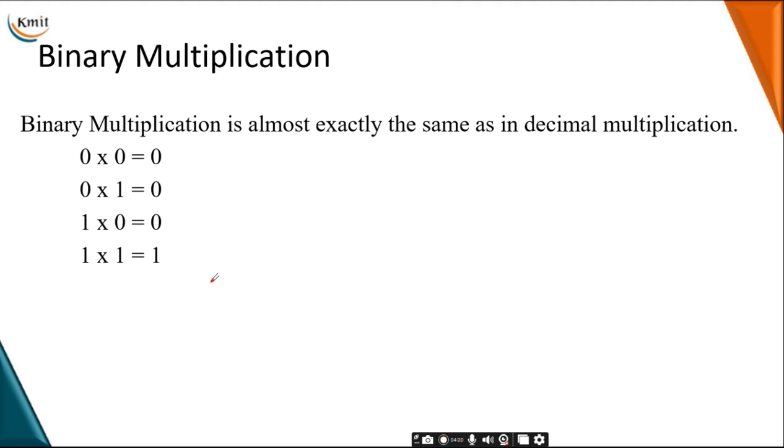Next, binary multiplication. Compared with decimal multiplication, it is the easiest version of multiplication. 0 into 0 gives a product of 0, 0 into 1 is 0, 1 into 0 is 0, and 1 into 1 gives a product equal to 1. Now, using all these rules, let me discuss binary addition with a simple example, then subtraction as well as multiplication.